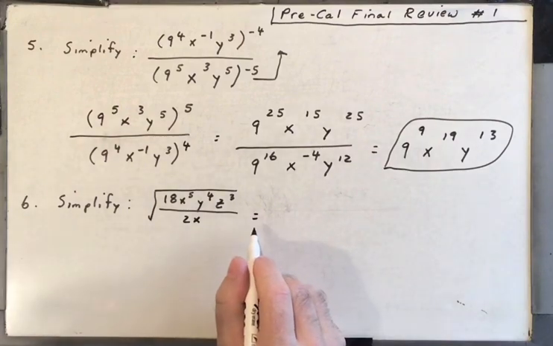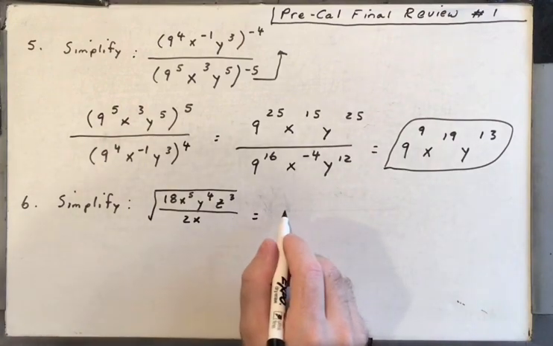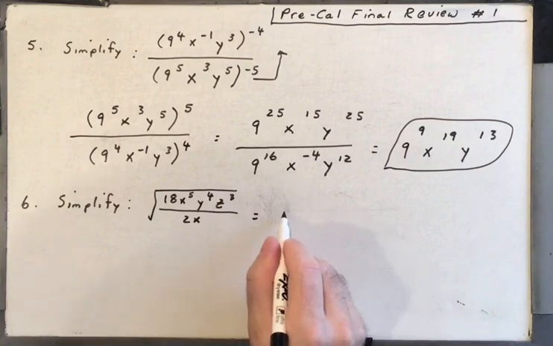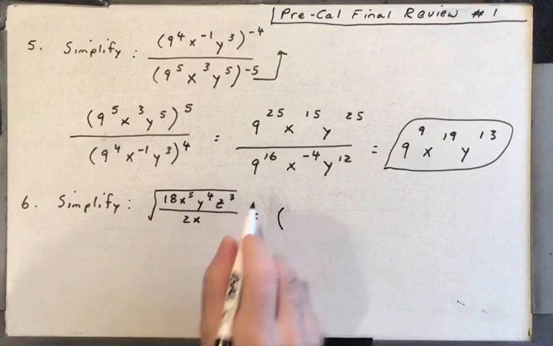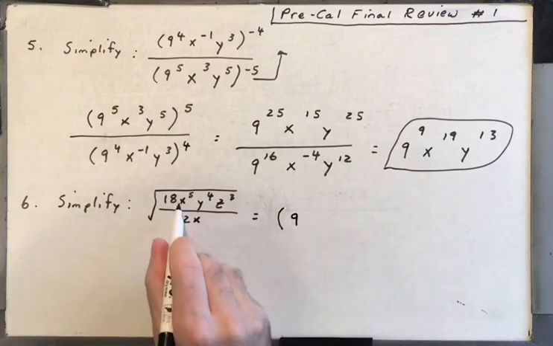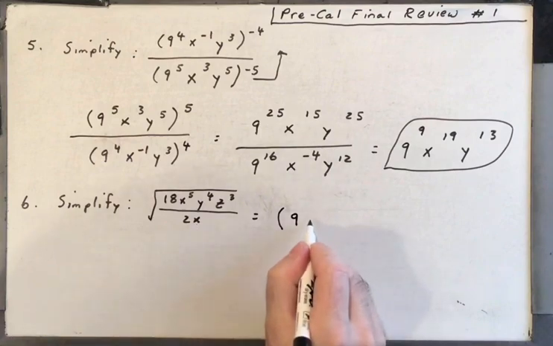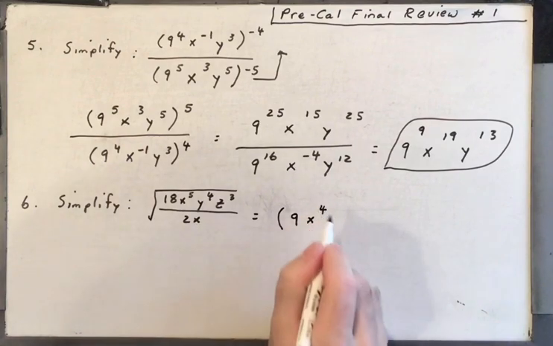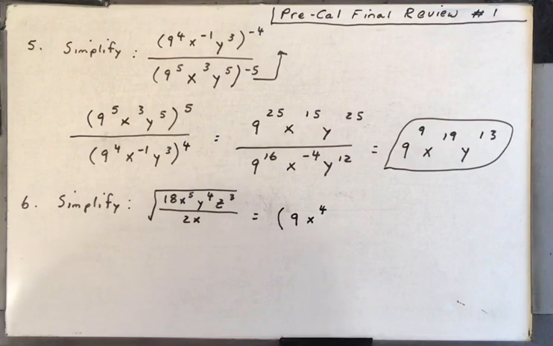I'm going to raise this all to the 1/2 power. I'm going to kind of do two things in one here. So the square root is just the 1/2 power. So 18 over 2 is 9. X to the 5th over x would be x to the 4th. Then we have y to the 4th z cubed.